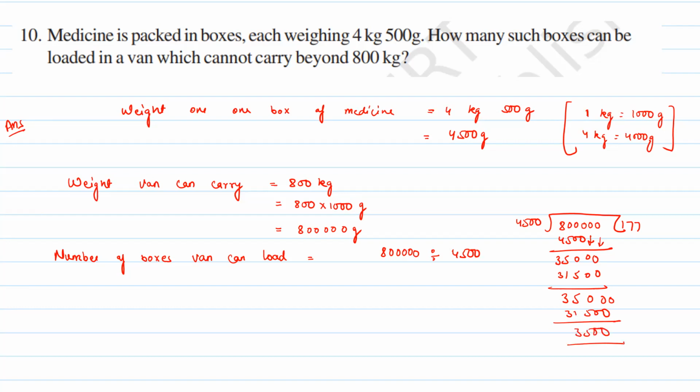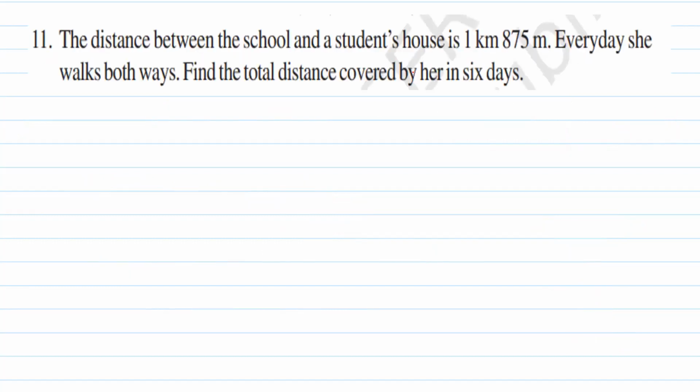3,500 is left. So that means the van can load 77 boxes, because after that one box needs 4,500 grams of weight, but the van has only 3,500 left. In this question, it has not asked how much more weight is needed or how much is remaining, so you do not have to mention this remainder here. You just have to write 77 boxes van can load.